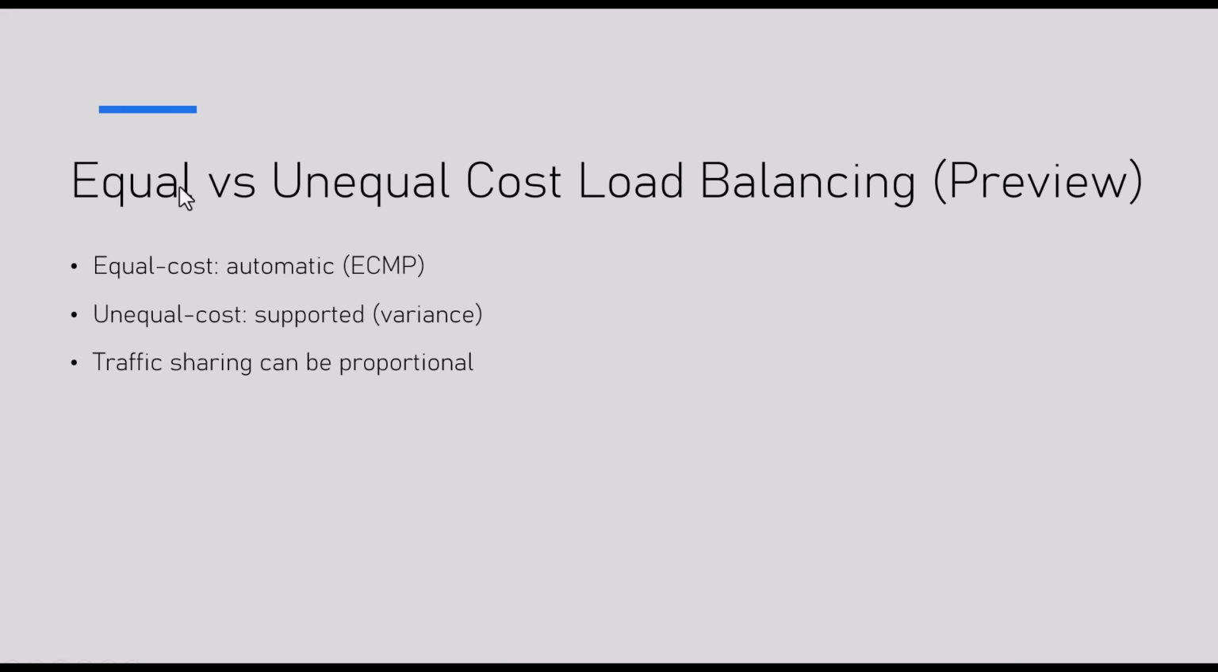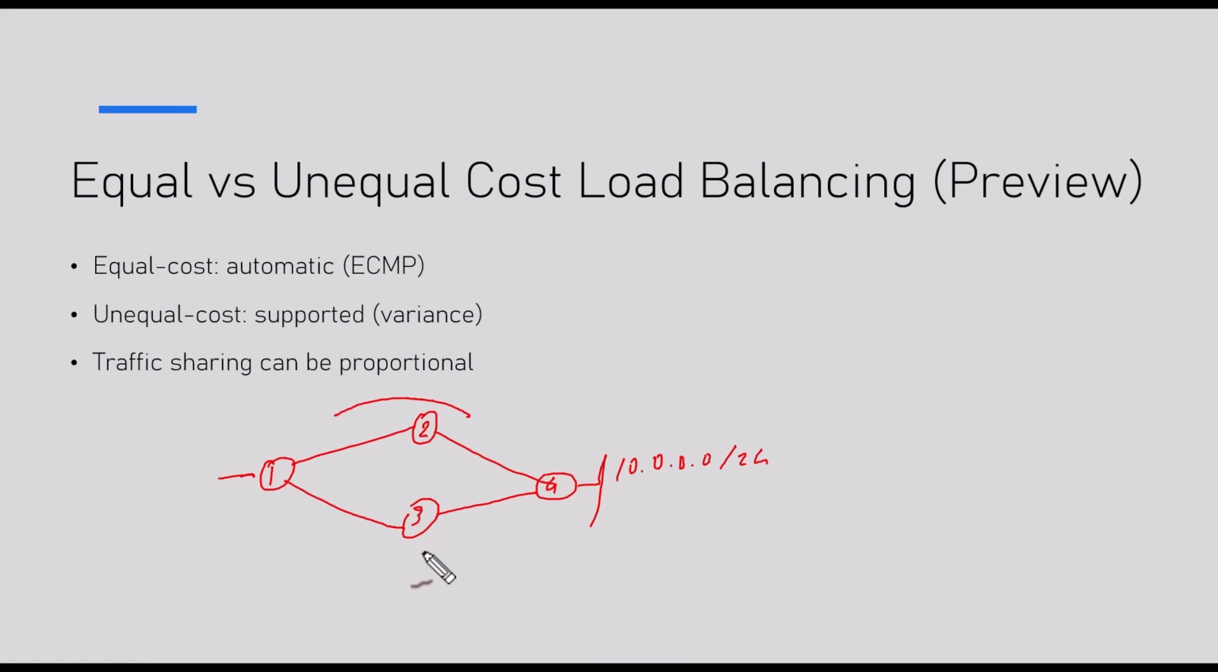And something which is called equal versus unequal cost load balancing. Again, this is going to be something important. So say, for example, I have this towards the destination, and let's say there's another one in here, and routers 1, 2, 3, 4 are present in my network, and I'm trying to reach 10.0.0.0/24 in this segment. So what is going to happen? In case, for example, I have the same bandwidth on here and on here, then what I'm going to do is put both of them in my routing table.